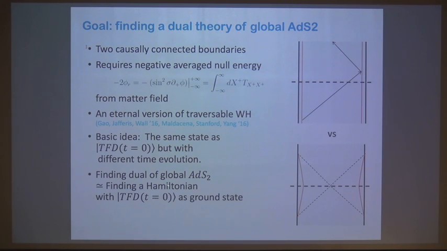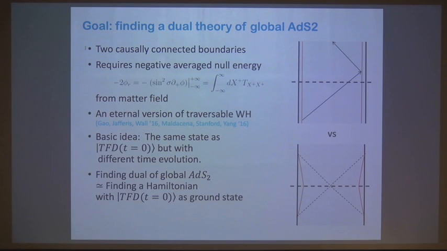So basically, our goal is to find some state that's like a thermofield double state, because we know what this state is. We find something like a thermofield double state, but the time evolution is designed such that the thermofield double state is a ground state. In that way, the goal is more clear.